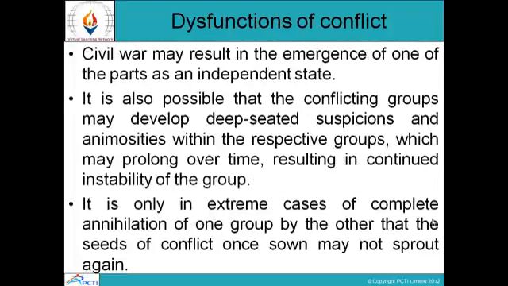Dysfunctions of conflict. Civil war may result in the emergence of one of the parts as an independent state. It is also possible that the conflicting groups may develop deep-seated suspicions and animosities within the respective groups, which may prolong over time, resulting in continued instability. It is only in extreme cases of complete annihilation of one group by the other that the seeds of conflict once sown may not sprout again.